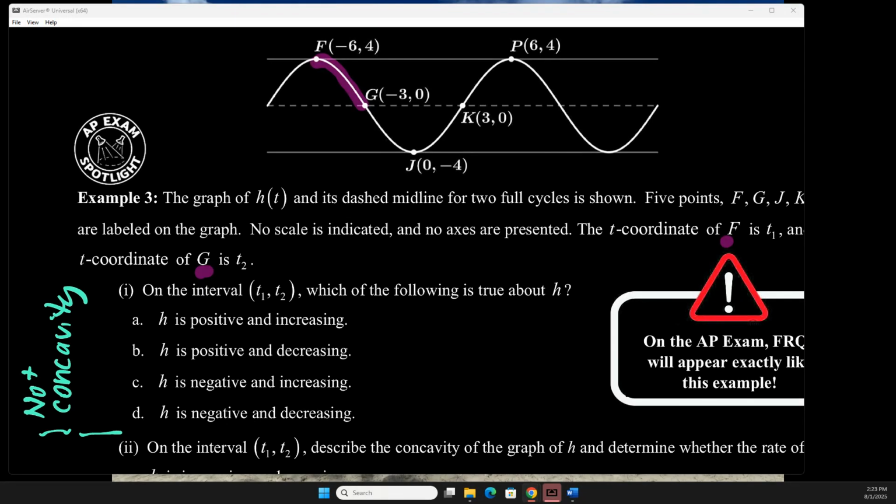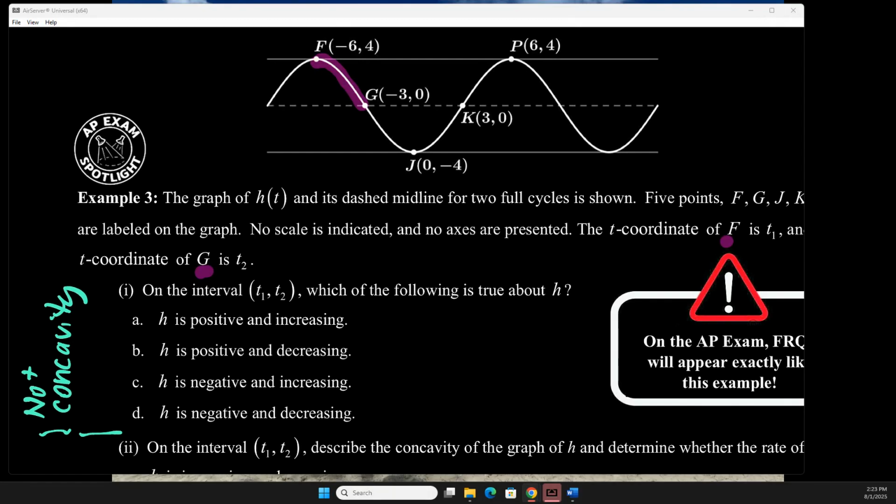So it's just asking about the function h. In this little section right here, from f to g, we want to know which one of these is true. We want to know if h is positive or negative on that section, and if h is increasing or decreasing.